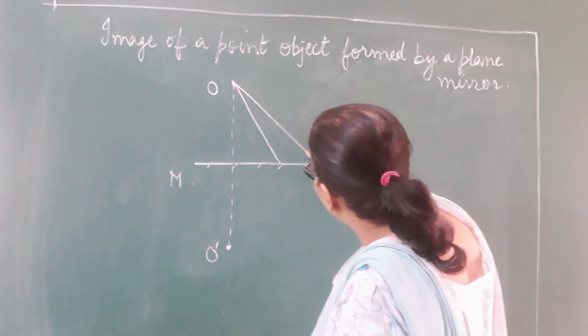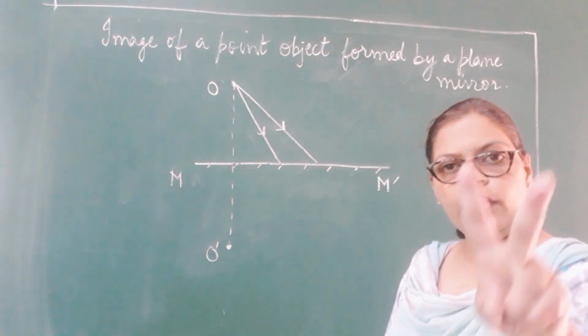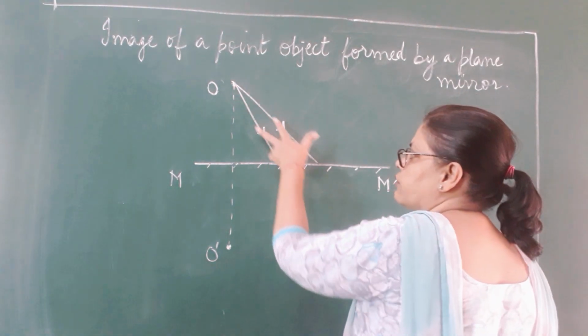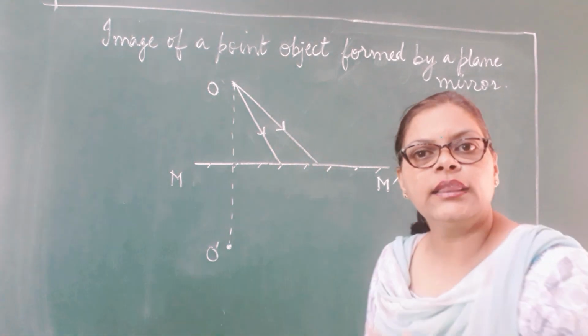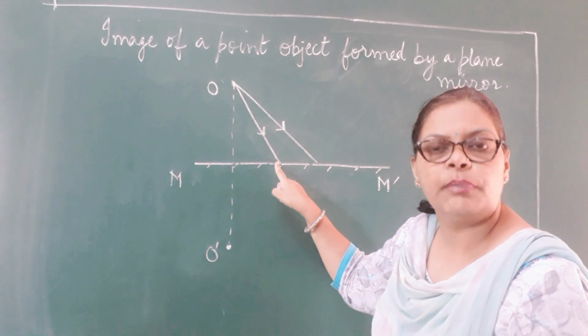The second step, you will take 2 slanting rays. You will use your scale, children, to draw. You will take your scale and draw 2 slanting rays from the object striking the plane mirror. Can you see, I have taken 2 slanting rays striking the plane mirror.